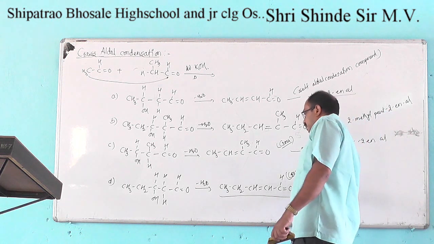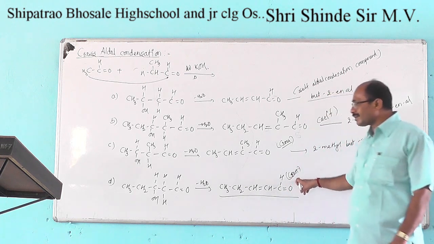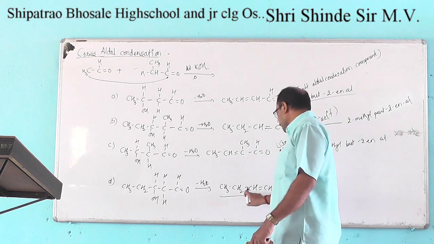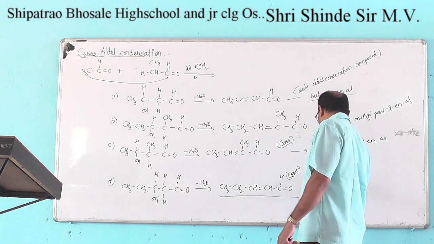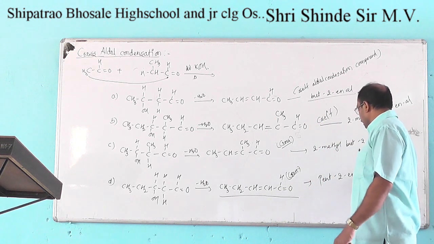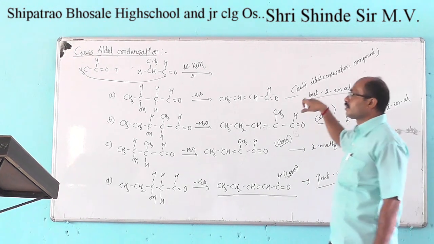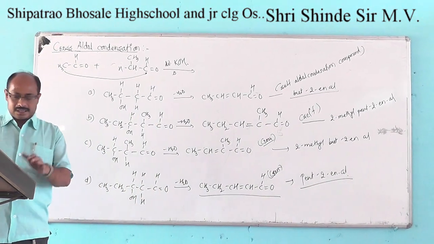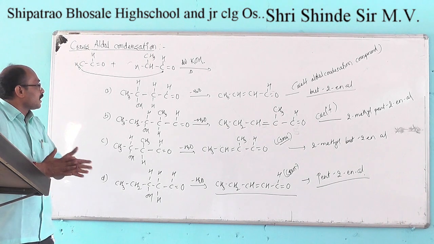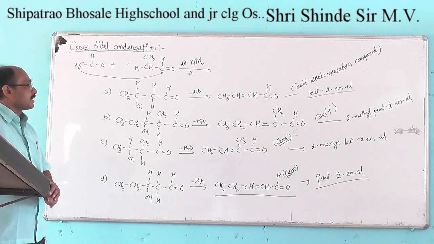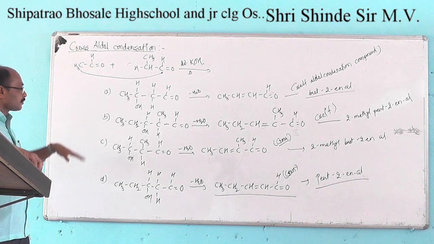The next compound is also a cross aldol condensation product. Numbering 1, 2, 3, 4, 5, it is pent-2-enal. These are the cross aldol condensation compounds, which are prepared by the aldol condensation reaction of ethanal and propanal. The next reaction, write it.